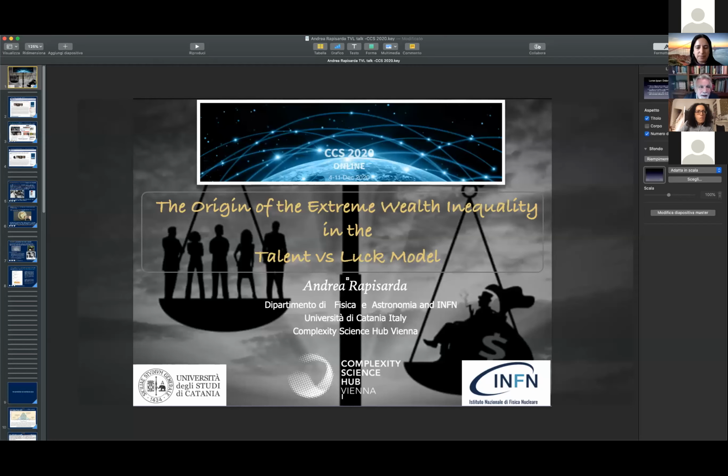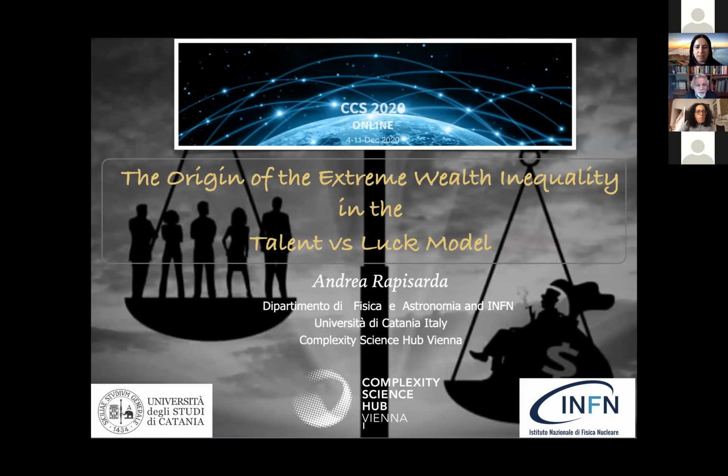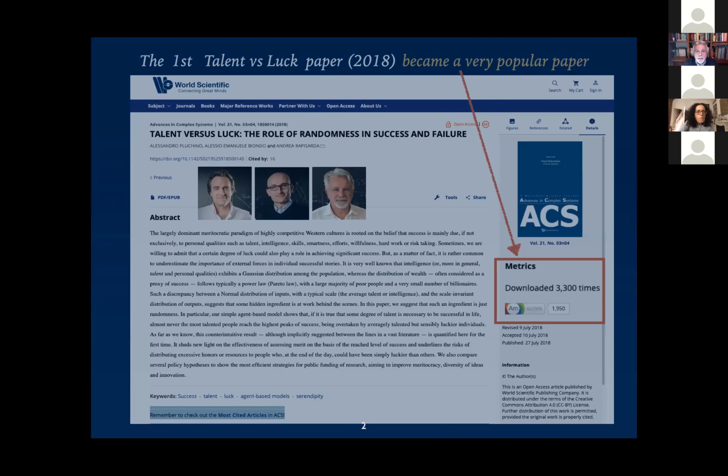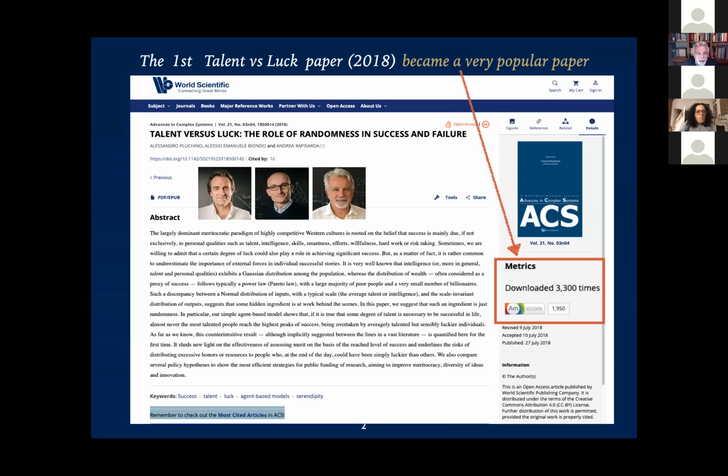Okay. So I will present some new results about the origin of extreme wealth inequality in the talent versus luck model, which is a model that we introduced 2 years ago. This is the paper, published in 2018 together with Alessandro Pluchino and Alessio Emanuele Biondo in Catania. The paper was very popular. You can see how many times it was downloaded, and the altmetric score is quite high. So it was very interesting to understand the dynamics of this model in more detail.